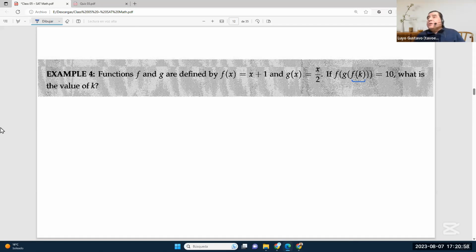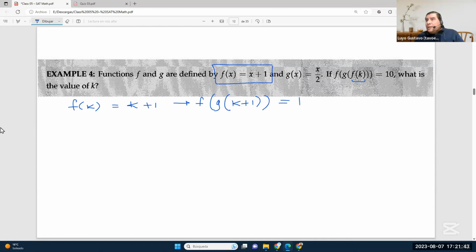Let's try to figure out what f of k is in terms of the definition of the function f. So if I proceed to calculate f of k, what would it be? F of k would be, according to the definition, the output of f when the input is x is the input plus 1. So if the input is k, my output will be the input k plus 1. That's it. So now I can do one replacement. The original expression would be f of g of, instead of f of k, I will place k plus 1.